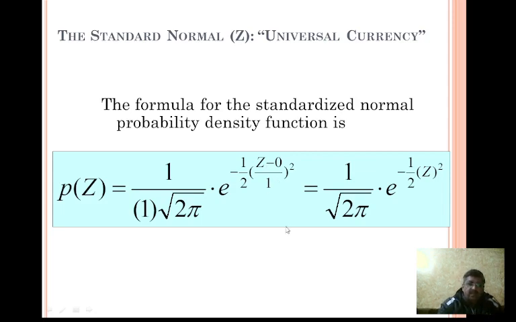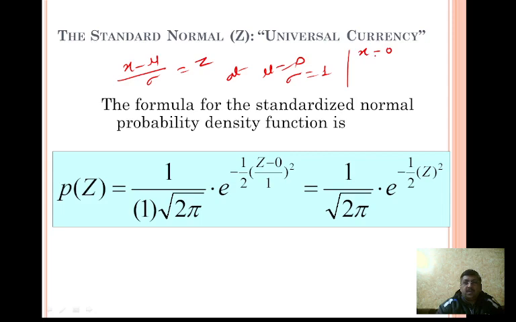How did this term come? Let me elaborate here, right? The usual representation, as we have seen many times, is x minus mu upon sigma equals z. At mu equals 0 and sigma equals 1, if we put it like this, x minus mu is x and sigma is 1. So this will be z. You can see that x is equal to z at this point. So we can replace like this and do it.